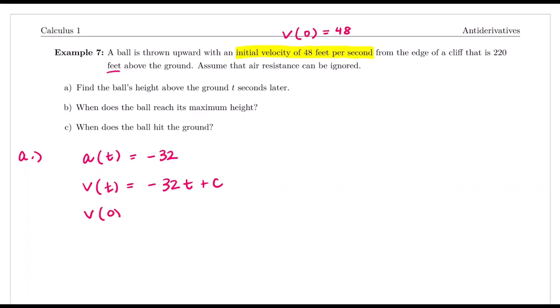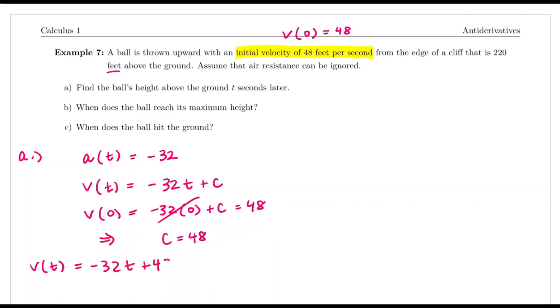So if I plug in 0 here, I have negative 32 times 0 plus c is equal to 48, which implies that this will become 0. So I am just left with capital C is equal to 48. So let's fill that in. My v of t is equal to negative 32 t plus 48.